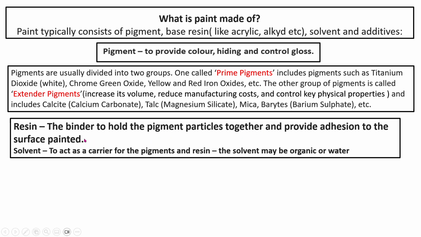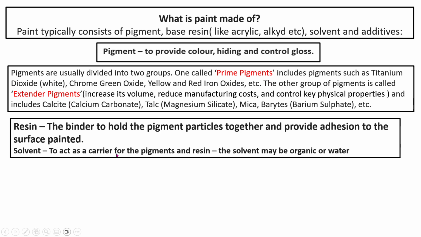Resin. This is the important item for manufacturing of paint. It is the binder to hold the pigments. The pigments, as we have said, give you the color. To hold this pigment, the resin is used. Resin is used to hold the pigment particles and provide adhesion to the surface painted. Binder means the resin. The resin will hold the pigments and provide adhesion to the surface painted.